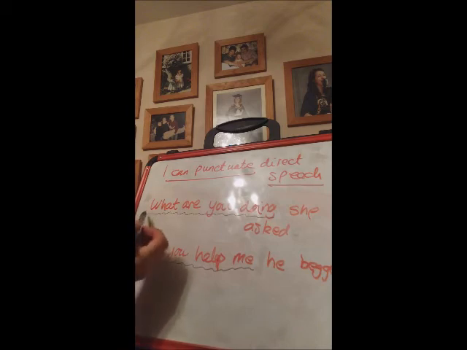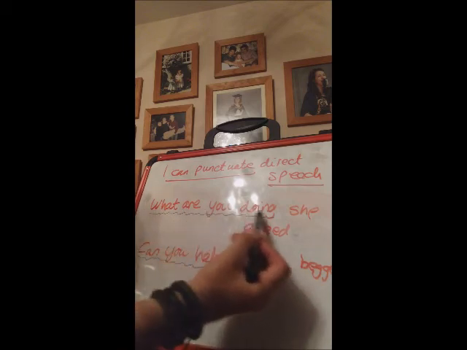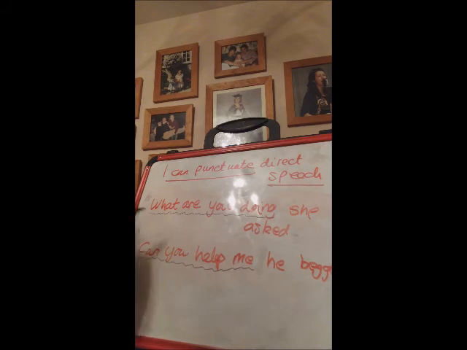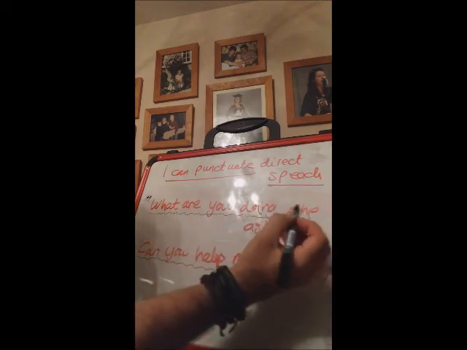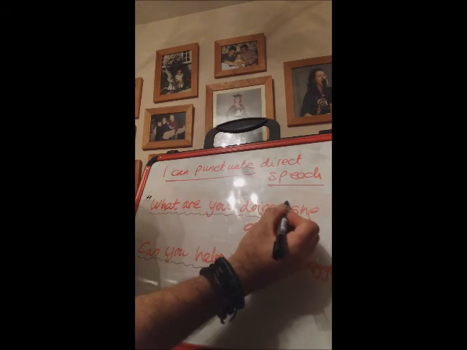So the first one, what are you doing? She asked. I've already put the squiggly line there to show that this is what is being said. So open speech marks at the beginning of what is being said, sometimes called open speech marks, and then at the end of what is being said we've got closed speech marks just there.